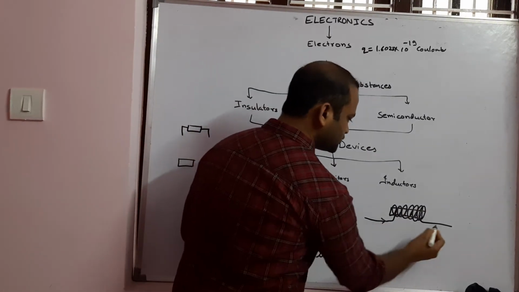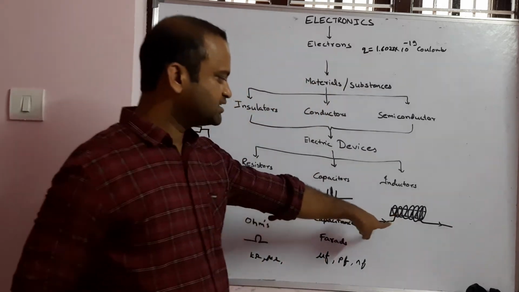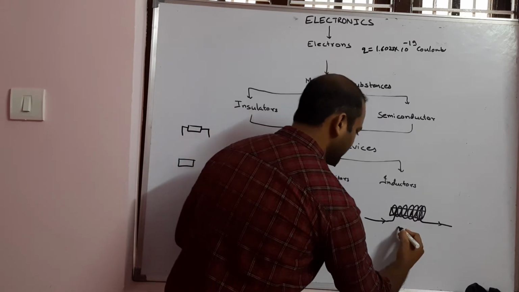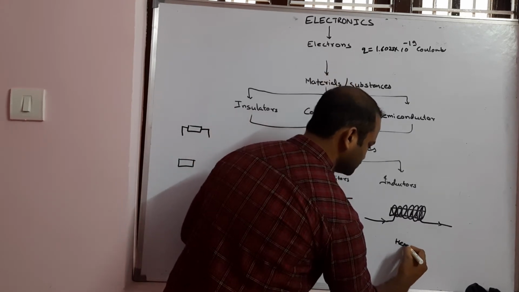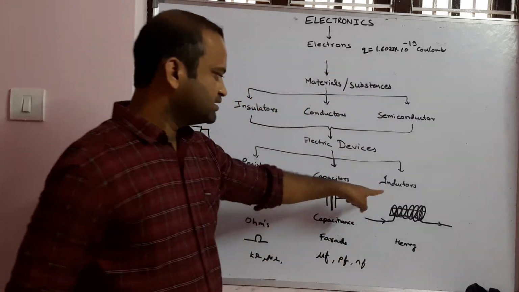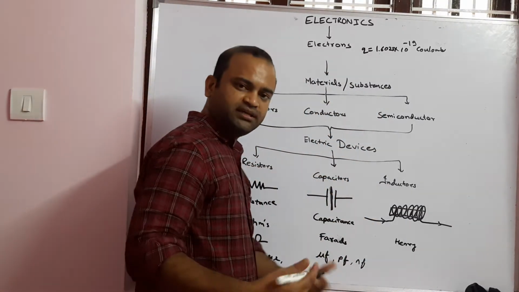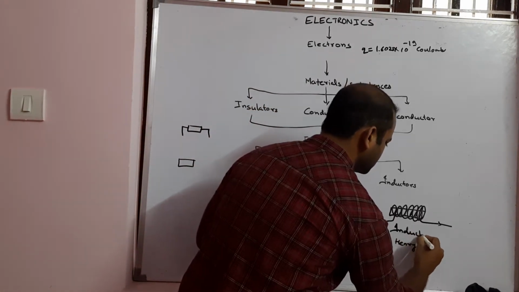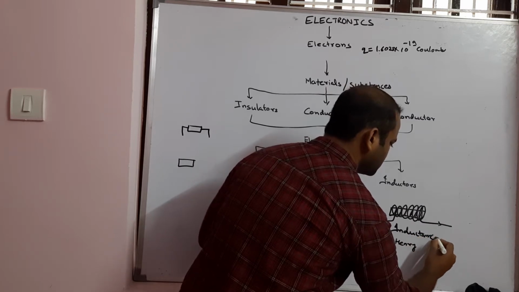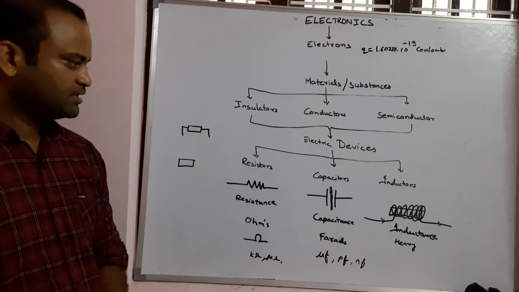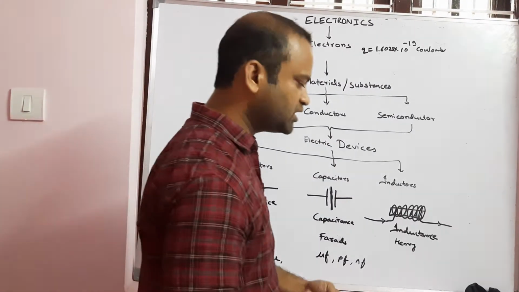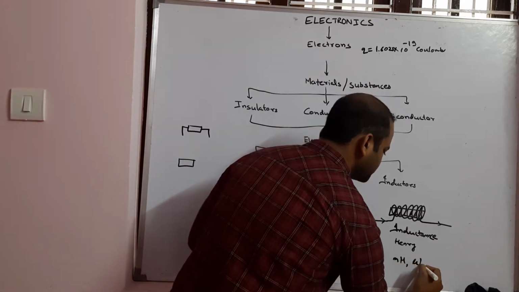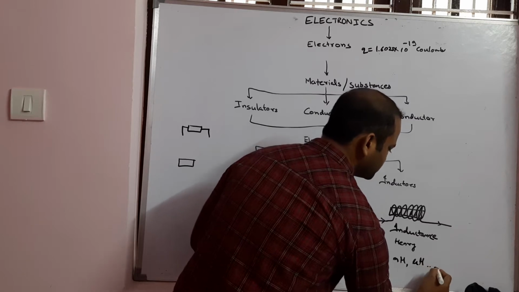So whenever electric current passes through it, it stores energy in the form of an electric field, and its unit is given as Henry. The property of this inductor can be defined as inductance. And the usual values used in our electronics design will be millihenry, microhenry, and so on.